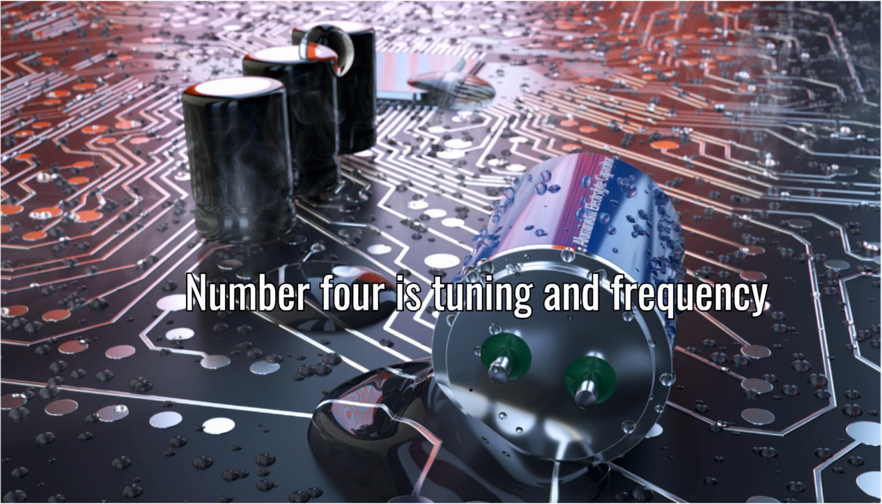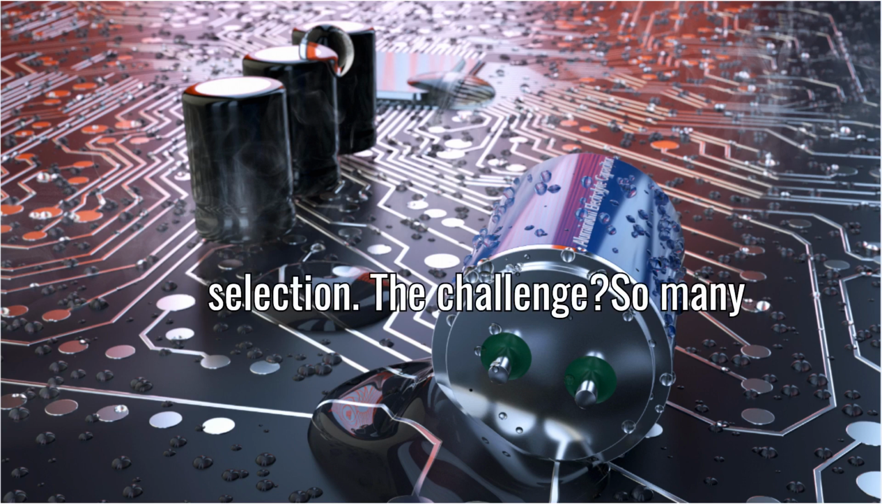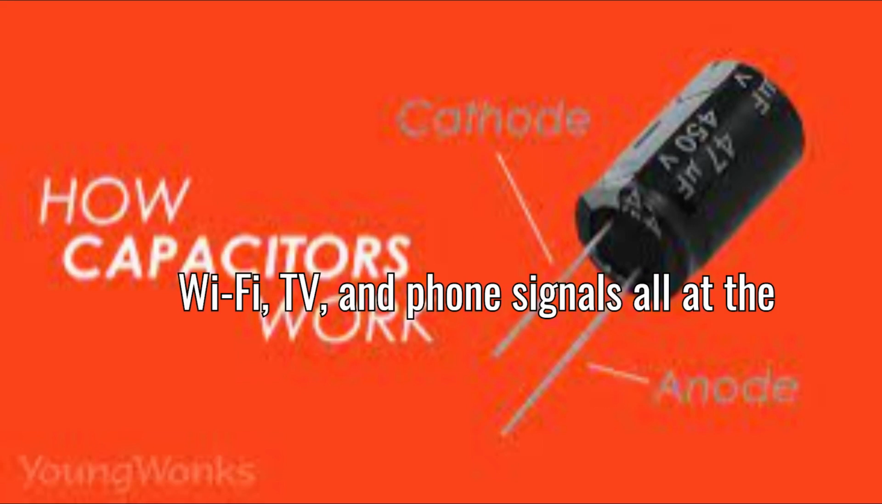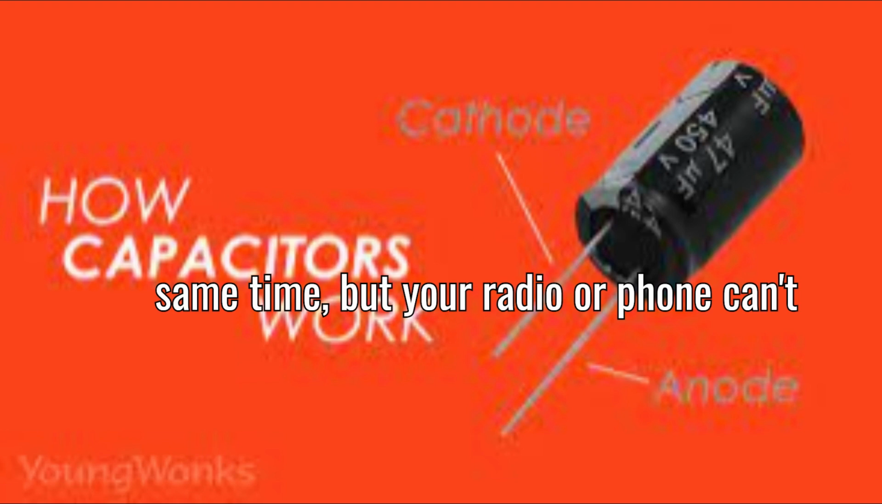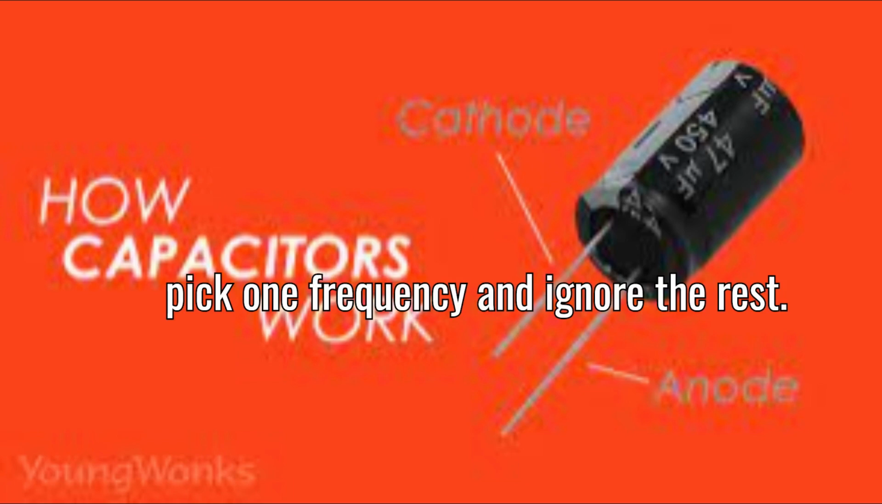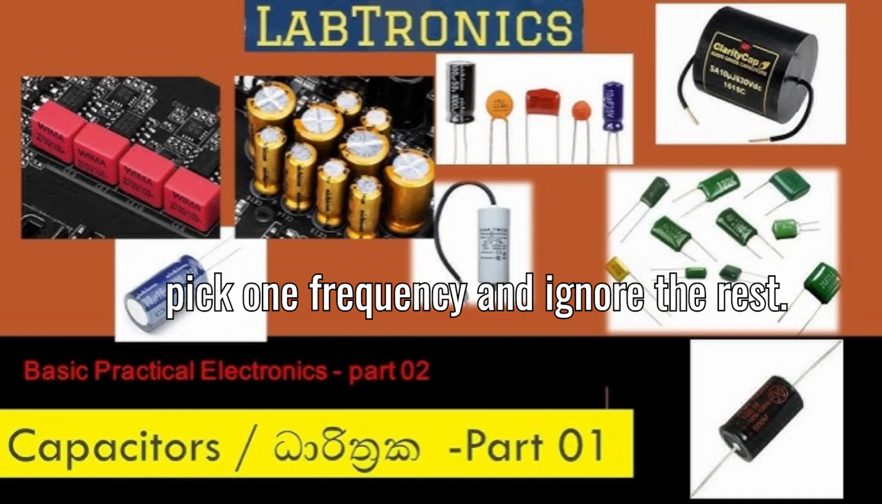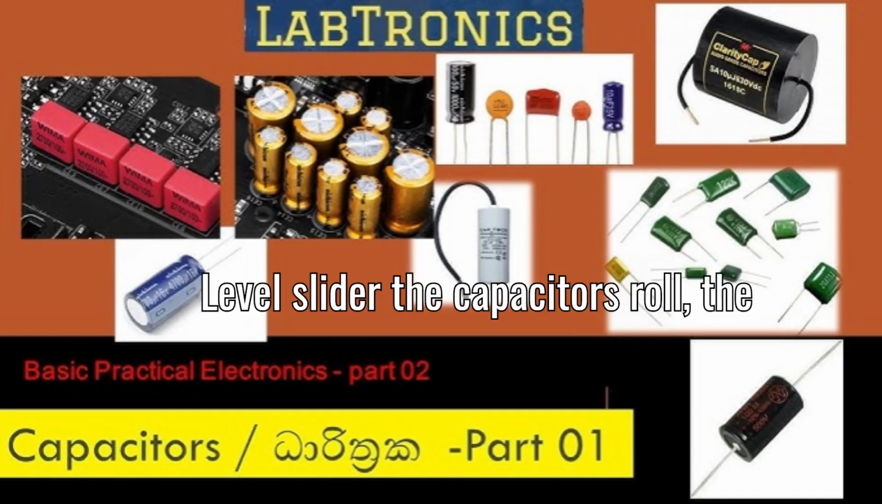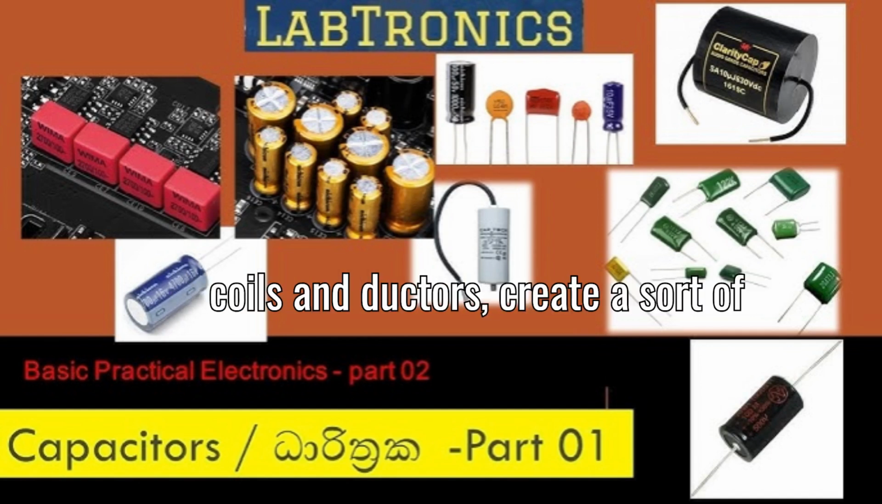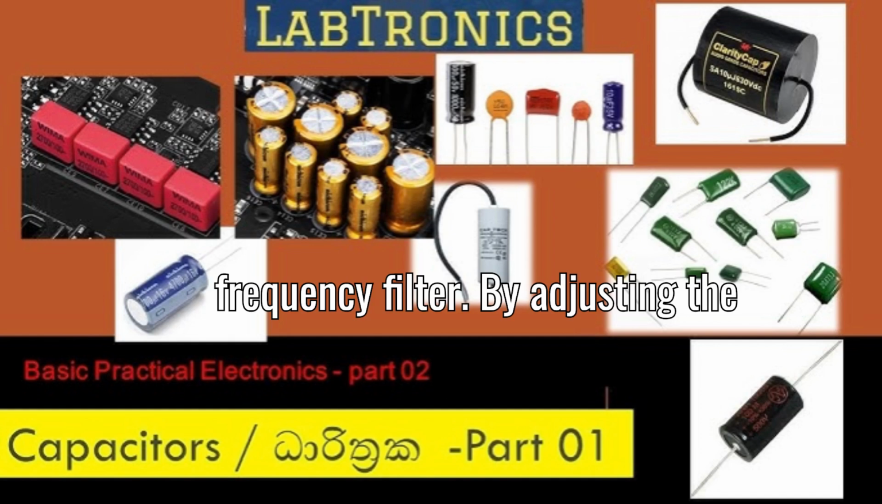Number 4 is tuning and frequency selection. The challenge: so many signals at once. Right now, the air around you is packed with radio, Wi-Fi, TV, and phone signals, all at the same time. But your radio or phone can't process them all together. It needs to pick one frequency and ignore the rest. The capacitor's role: the selector. Capacitors, when paired with coils and inductors, create a sort of frequency filter.